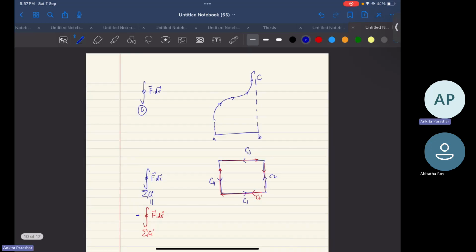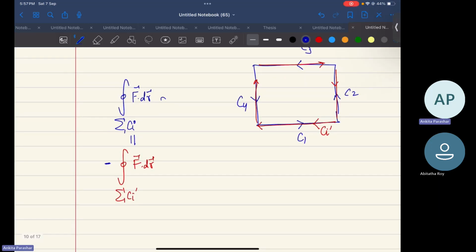Same thing is here, and this, if you remember, was nothing but, geometrically, the meaning was the walk done in a certain direction. And of course, if I change the direction, then there is a minus sign just to ensure that you are working in the opposite direction.